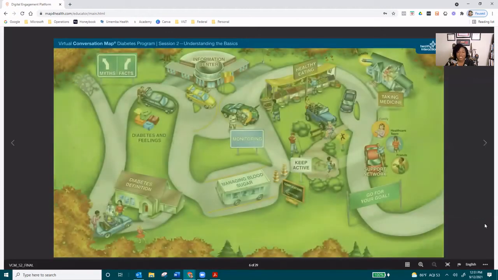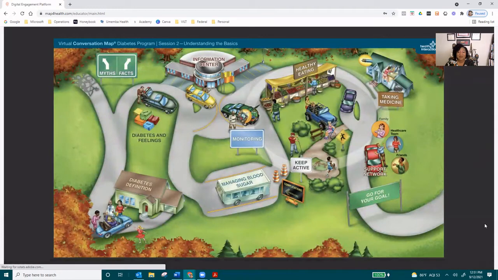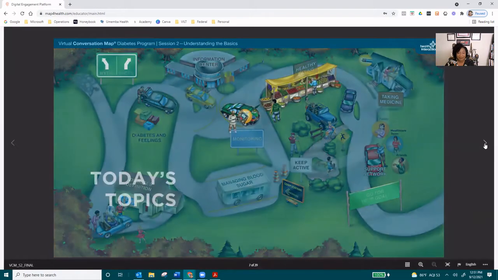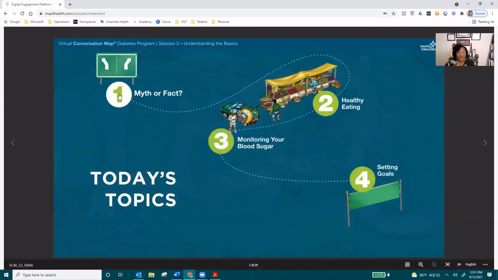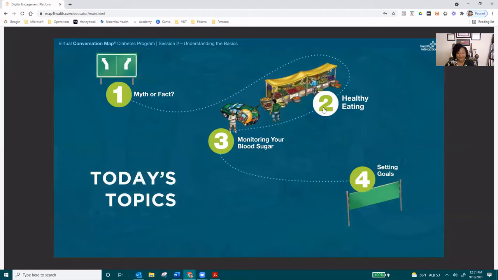We do that with a map called Map for Health, which is also designed to complement this curriculum. For session 2, Understand the Basics, we use the same map from session 1 to dig a little bit deeper into the basics of diabetes. And so the topics of discussion for session 2 include the myths or facts of diabetes, healthy eating, monitoring your blood sugar, and again, we're setting goals that we will monitor and work with you on, helping you to be successful in achieving.